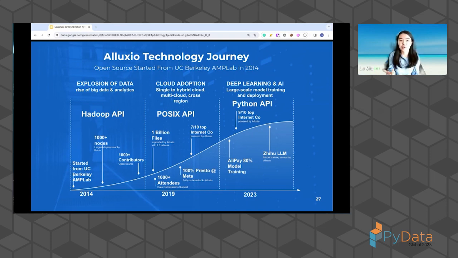And so when we move to AI, the first thing is that the whole ecosystem is built around Python. Also, the Python API is much more controllable from a developer perspective and from a performance perspective compared to the POSIX API. So that's the direction that we are going.